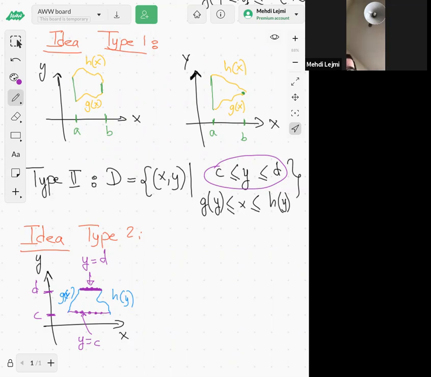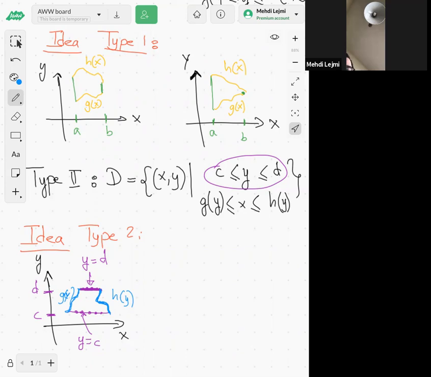Now, we have a straight line in the bottom and in the top. When you connect these two segments or two lines, you're gonna use the graph of some function. So this is the graph of the function h of y, and here this is the graph of some function g of y. It's not necessarily a straight line, right?